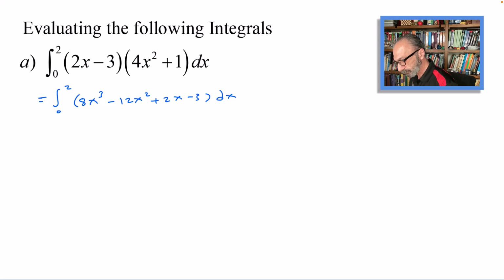Next, 8x to the third will be 8x to the 4 over 4, and 8 over 4 will simplify to 2, and that's 2x to the 4, minus 12x to the third over 3, that is 4x to the third, plus 2x to the second over 2, which simplifies to x to the second, minus 3x. Since we have limits, we don't write plus c. We go from 0 to 2.